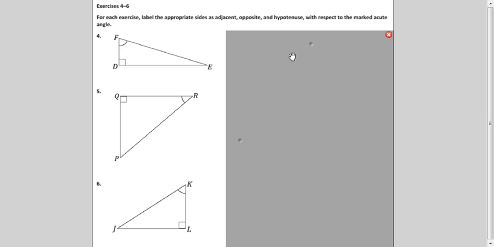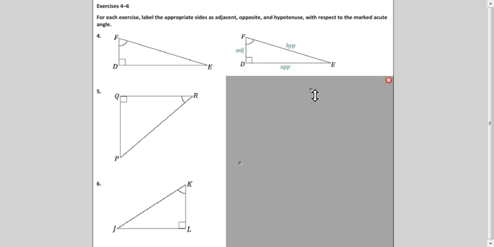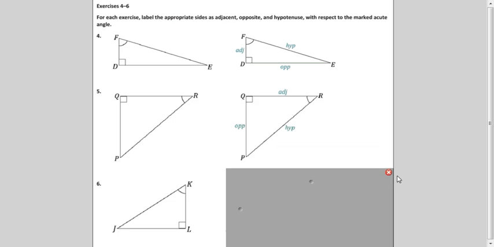All right, here are my solutions. Number 4, number 5, and number 6.